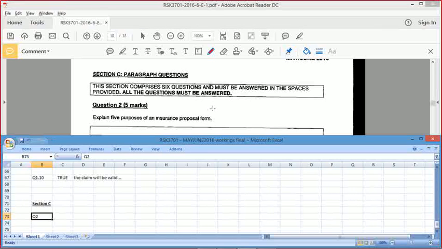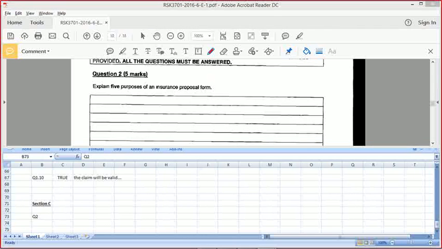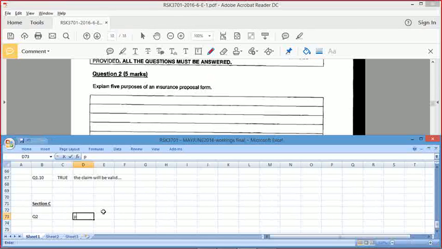All right. So, explain five purposes of an insurance proposal form. Okay, let's find the reference for you. Proposal form. I think it's page 30 of that emailed study guide. Yes, I'm looking for it. Did they want functions? Explain the five purposes. The following are the six main functions. Okay, so page 30. Yes, page 30 of the emailed file. On page 30 they talk about six functions.